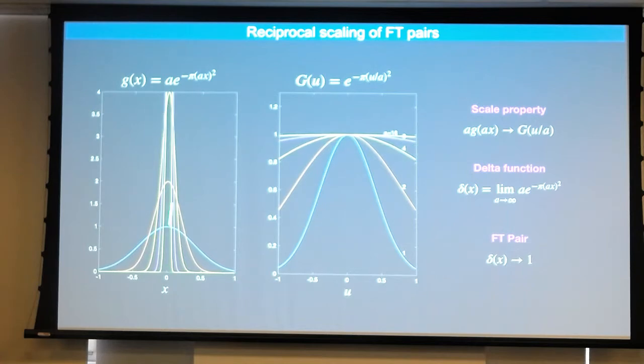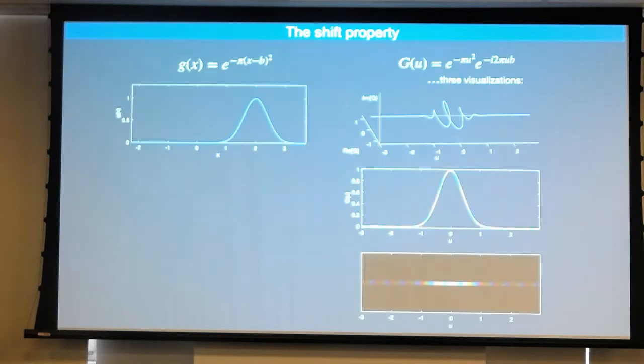Now what we've done here is we've made something called the delta function. It's really, really tall, maybe infinitely tall, and it's really, really narrow, maybe infinitely narrow. And the interesting thing is that the Fourier transform of the delta function is 1.